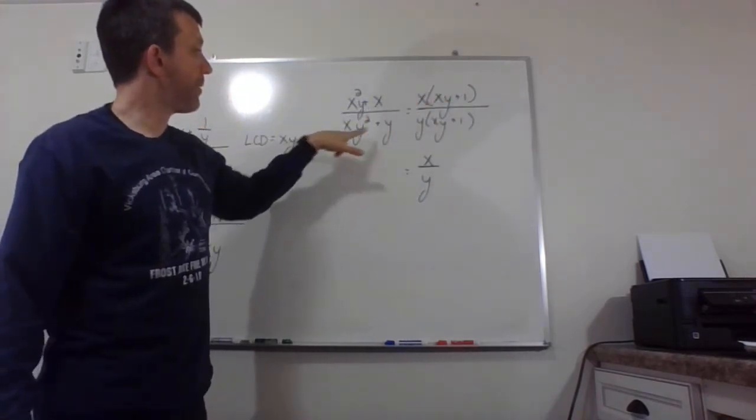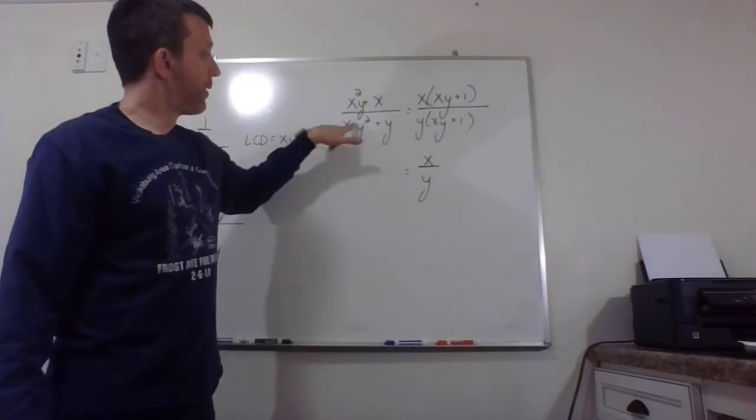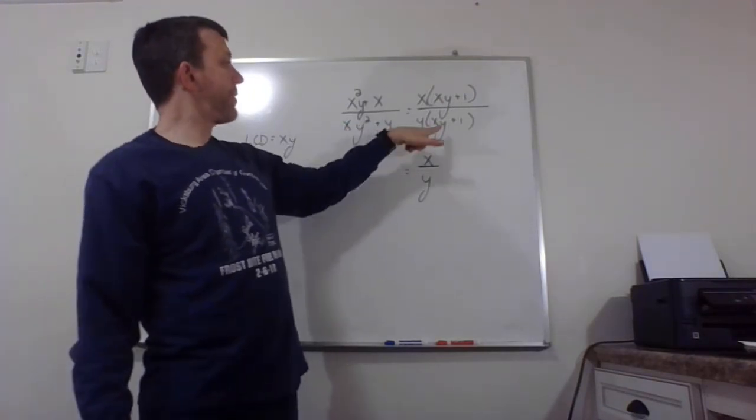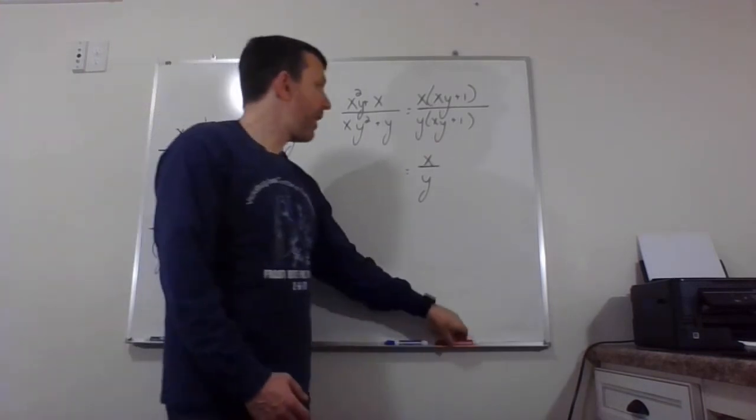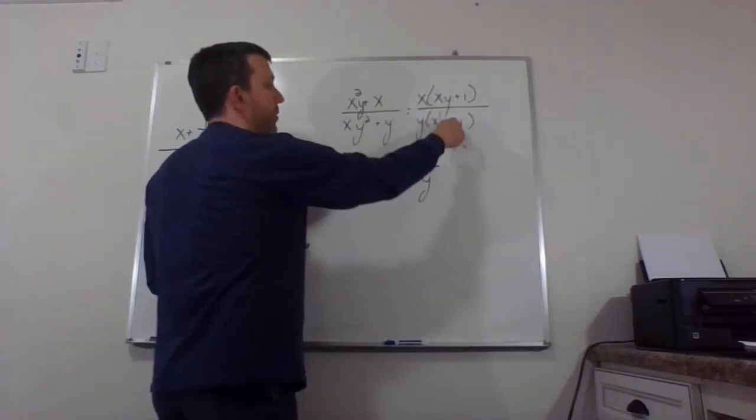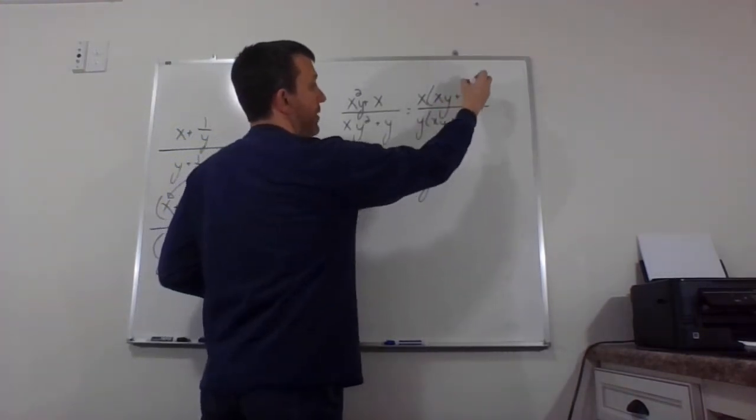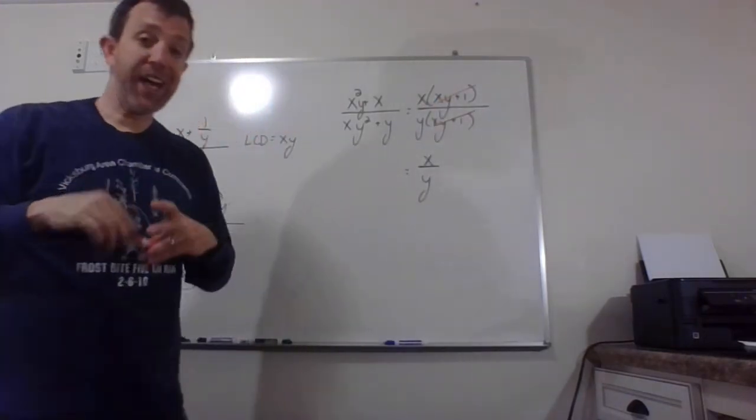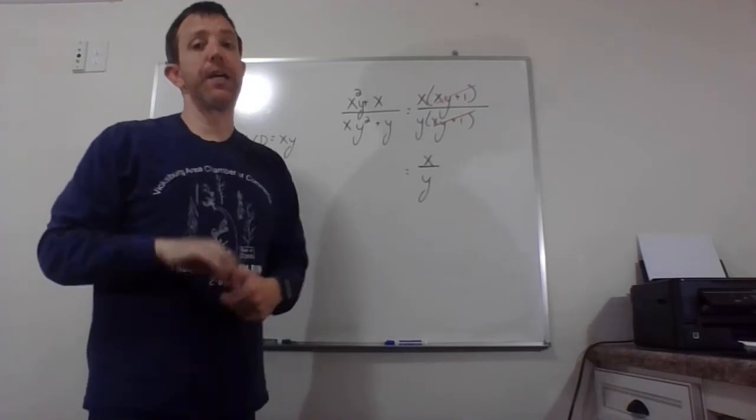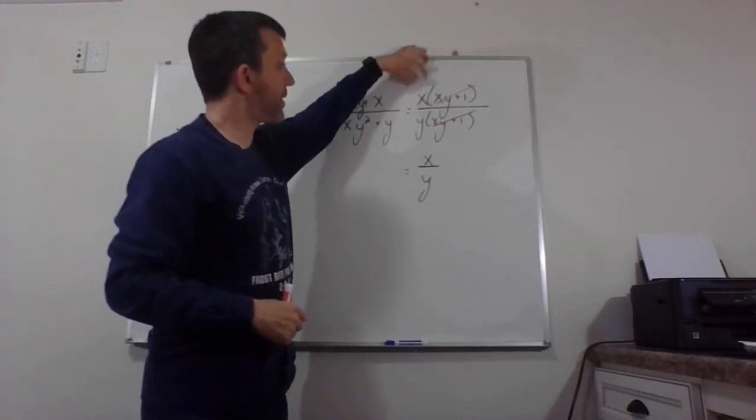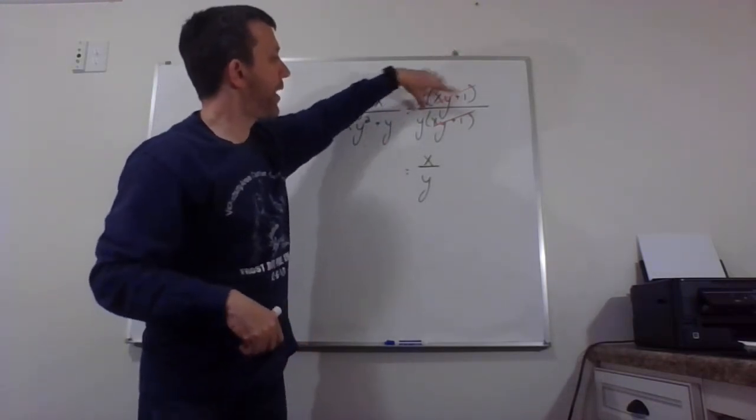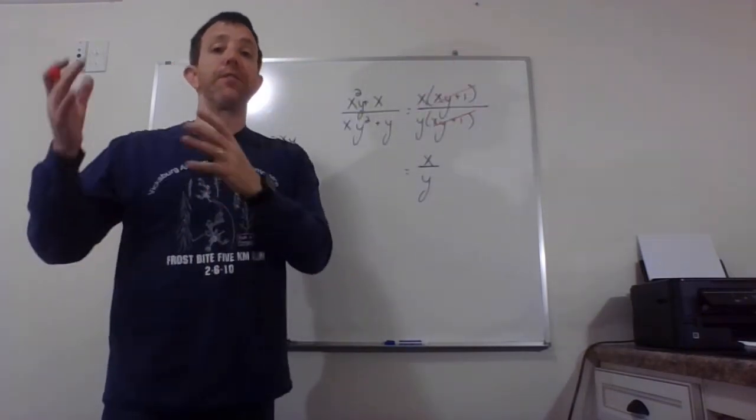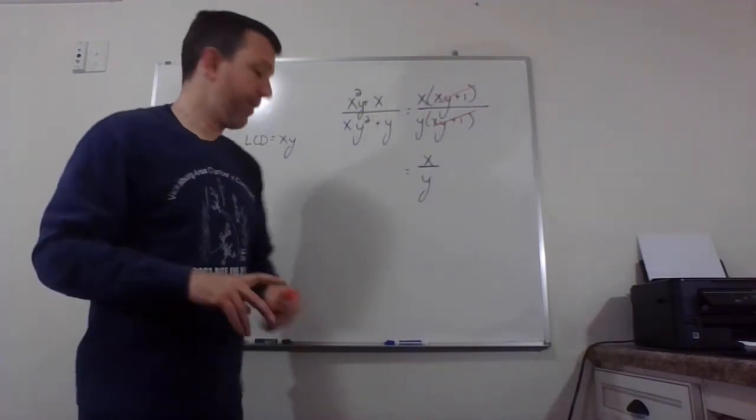And on the bottom, the common factor is y. So I divided both parts by y. The y goes out front. And now we have a common factor. The xy plus 1 is a common piece on the top and the bottom. And since it's connected by multiplication, we can get rid of it even though it has addition in it. Right? It's this x times the parentheses. It's the y times the parentheses. So since those parentheses match, we can get rid of them.